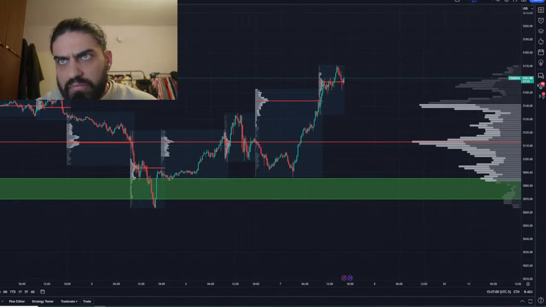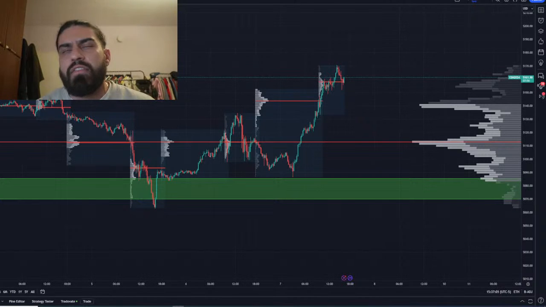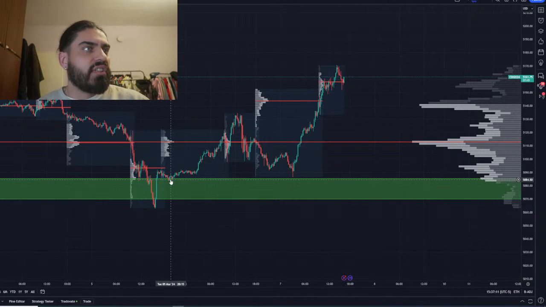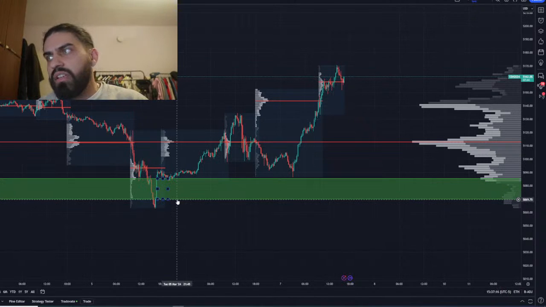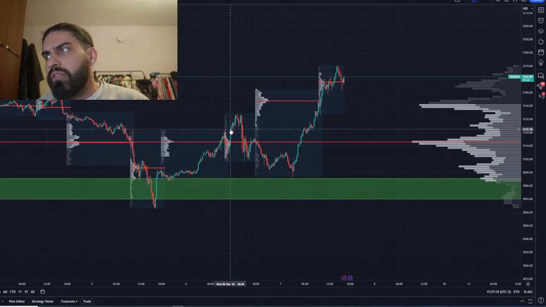And based on the digging that I've done, the idea behind this is to fill the value gap, right? Fill it, complete it, before we continue in that direction. So as you can see in this case, right, we test it. Fine, okay, sure. We test it. We don't necessarily fill it. And then we start running or whatever it is.